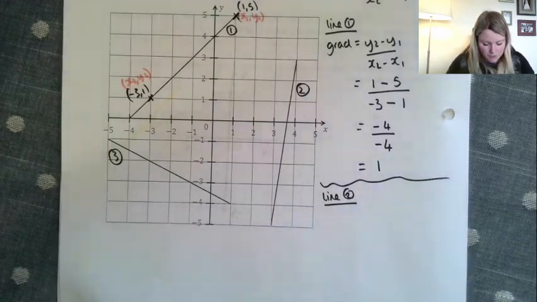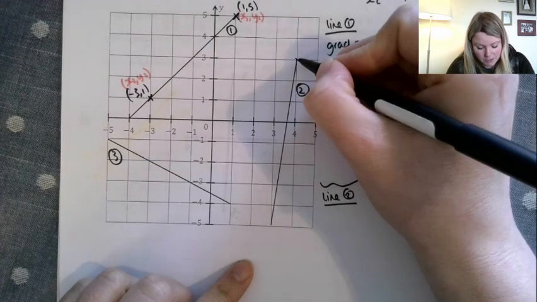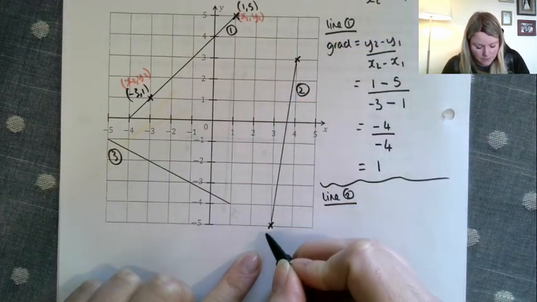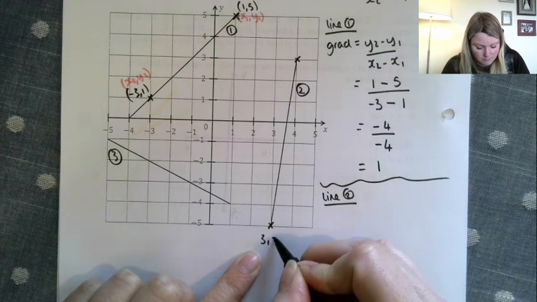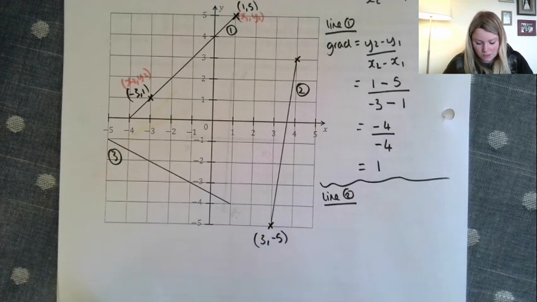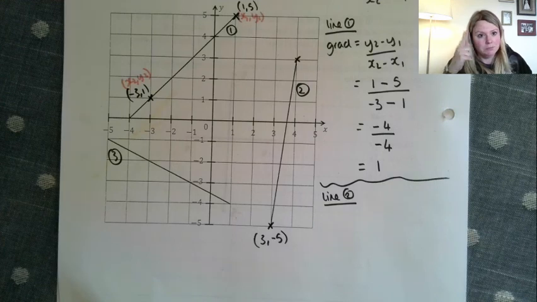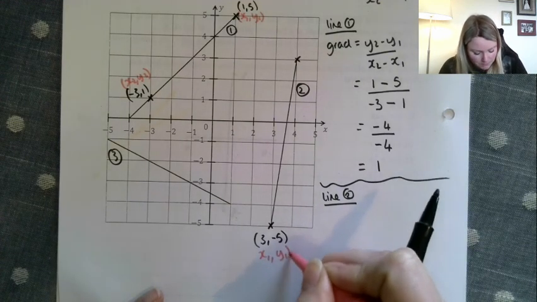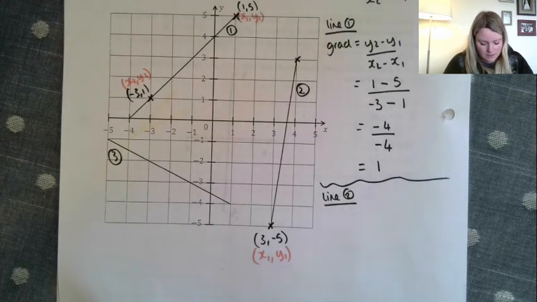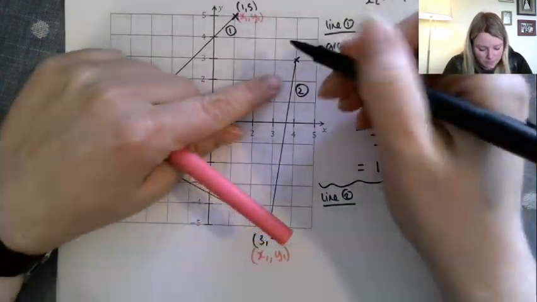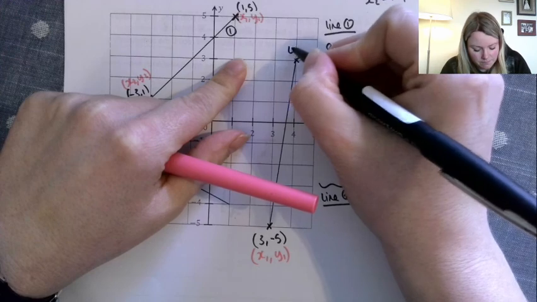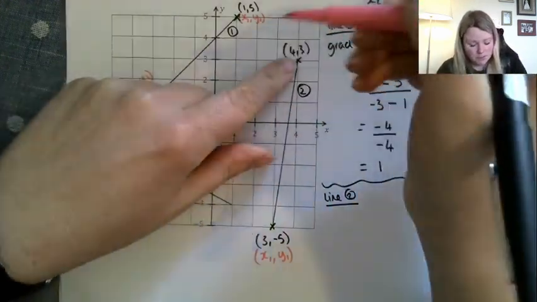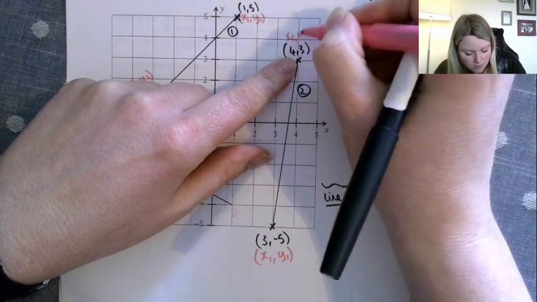So let's pick 2 points here. I really am going to have to pick the 2 end points, aren't I? I'm going to say this one, which is 3, minus 5. I'm going to call it the 1 point this time, so this one is going to be x1, y1. And then this point, which is 4, 3, is going to be my point 2 this time, so this is x2, y2.